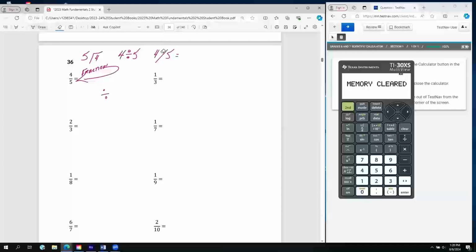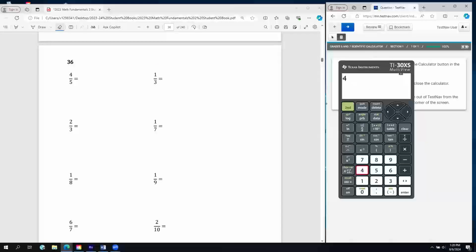So let's go ahead and give it a shot. This is 4 divided by 5, and I want to enter that into the calculator. I come over here and I go 4, and I hit the division symbol, divided by, we talked about that a second ago, and I put a 5 here. So 4 divided by 5, let's see what this answer looks like. 0.8.